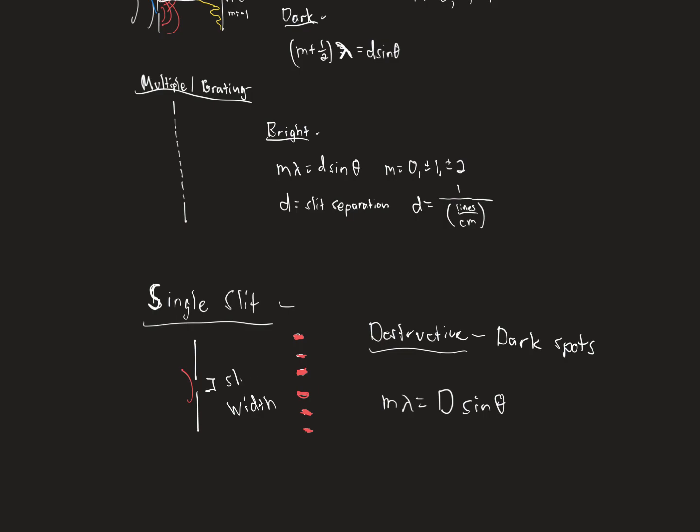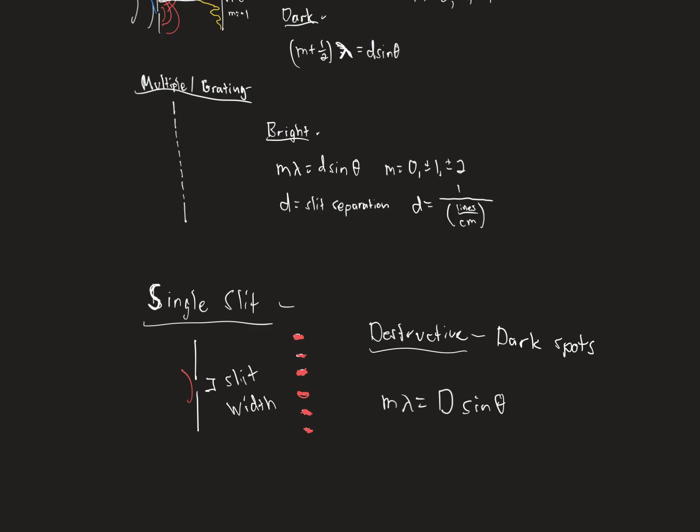Why is this equation weird? What does that equation look like? It looks like the bright spots. It's the exact same equation. But what is this one predicting? Dark spots. So when you have one slit, you use the same exact equation, but the pattern you get out is actually the pattern that you get from bright spots.